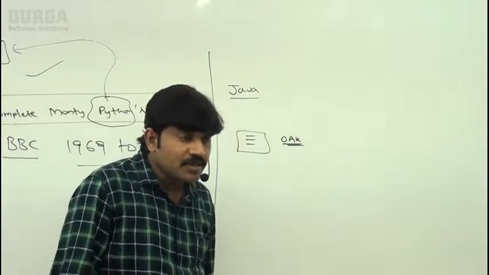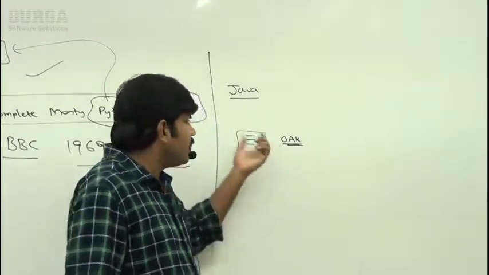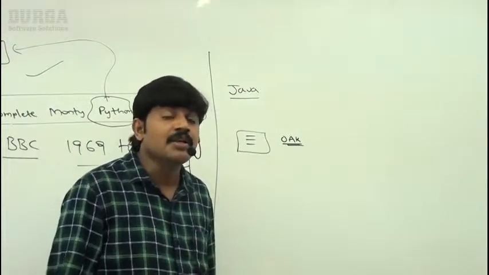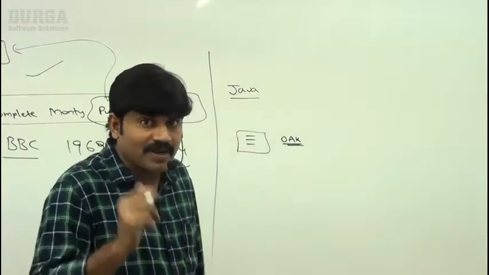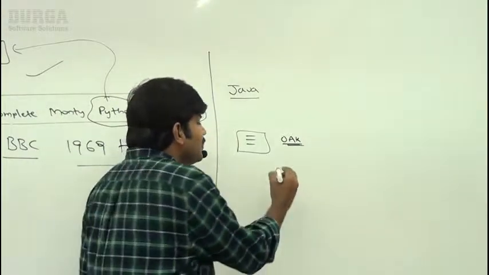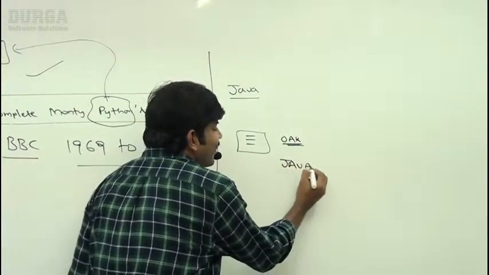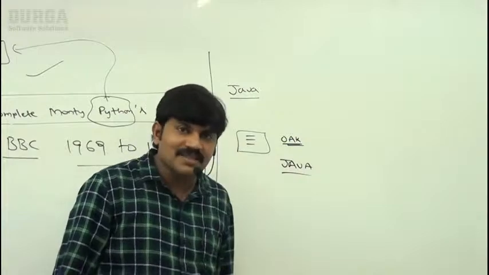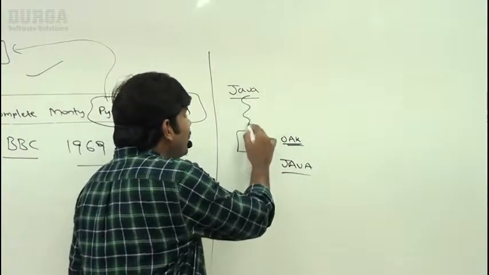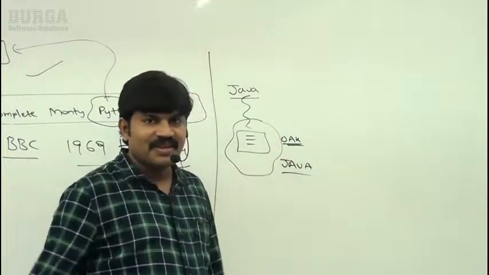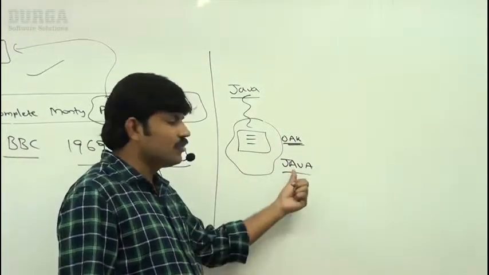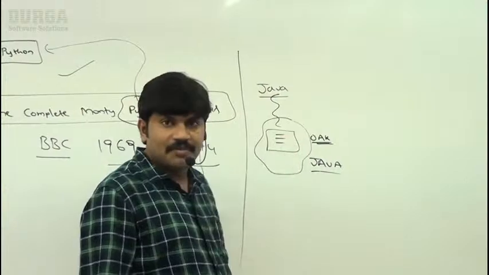James Gosling, who is the father of Java, and team were very much fond of one coffee flavor. That coffee flavor name is Java. Are you getting that? The coffee flavor name is Java. That's why they chose the name Java for that programming language. Are you getting? Just based on the coffee flavor name they used, that's why the name Java came into the picture.